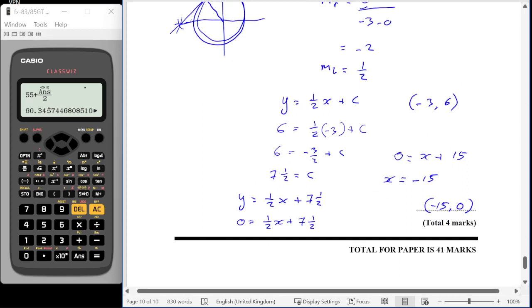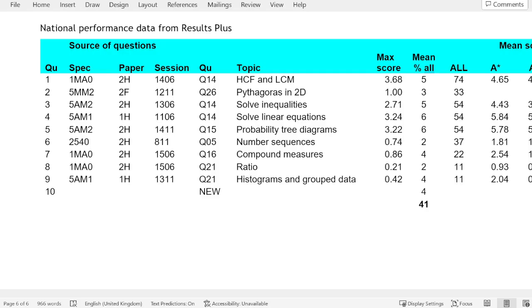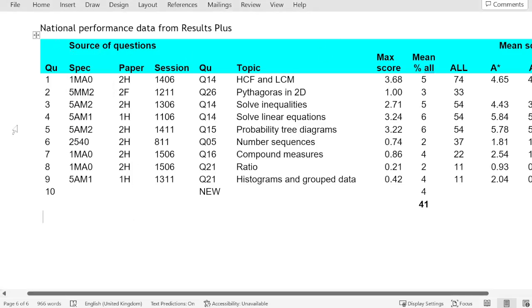Right, so I'm going to bring up, at the end of the mark scheme, there's actually quite a nice table that I want to briefly discuss with you. Okay, so this is Edexcel's national performance data from Results Plus for this paper. So there are 10 questions. This question 10 is actually new to the 9-to-1 course, so it hadn't been assessed on previously. That would have been tangents to equations of a circle, though. But this max score is quite useful.